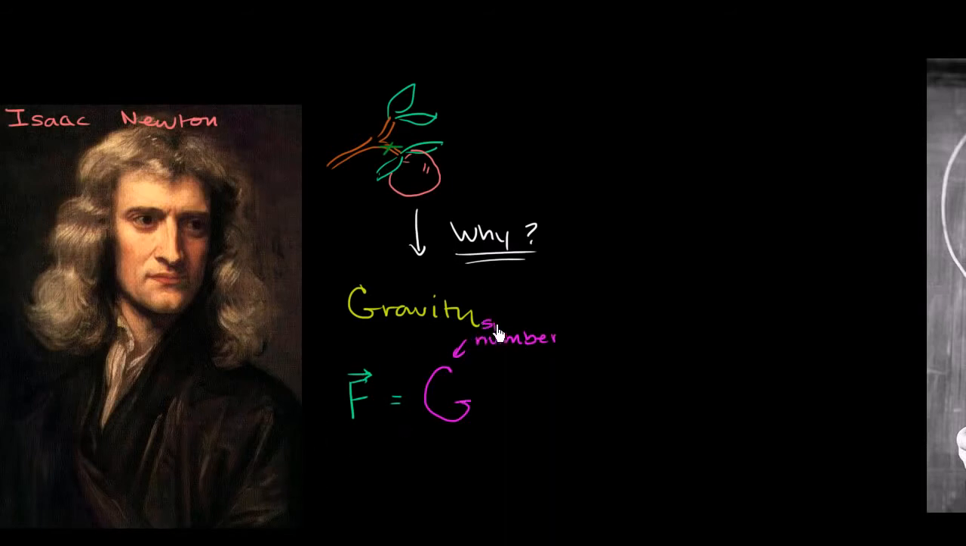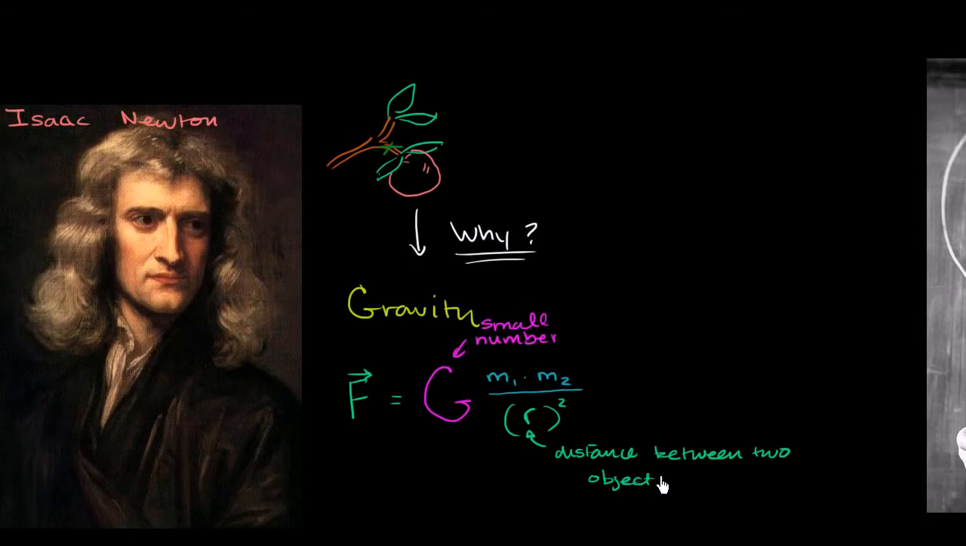Maybe I'll write it there. This is a small number. I'll give you that number in a second. It's equal to this constant, this universal gravitational constant, which is a super duper small number, times the mass of the first object times the mass of the second object divided by the distance between the two objects, the distance squared. So this is the distance between both of those two objects.